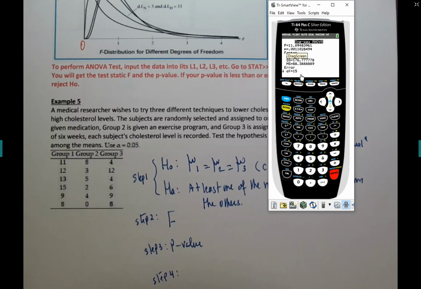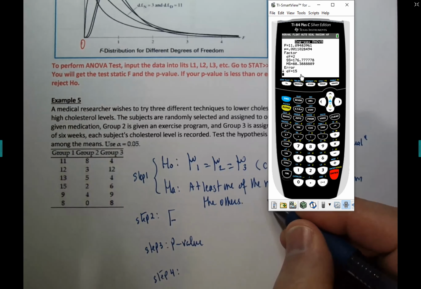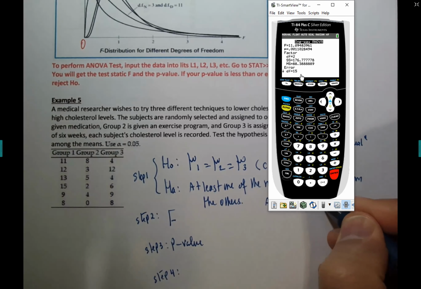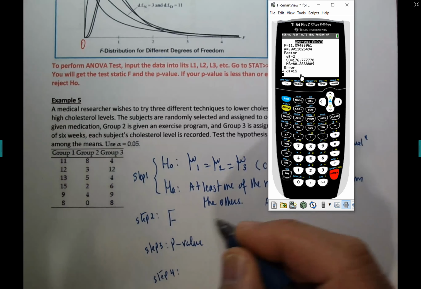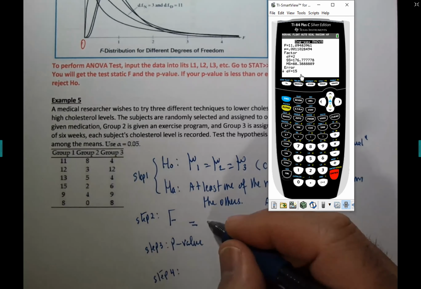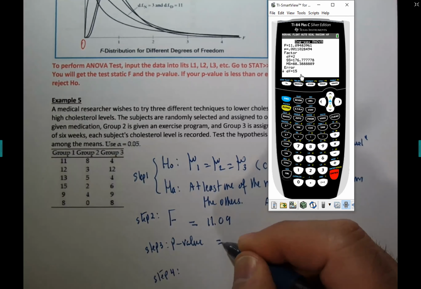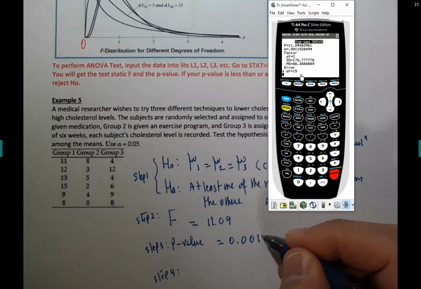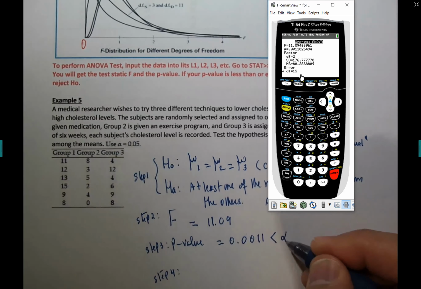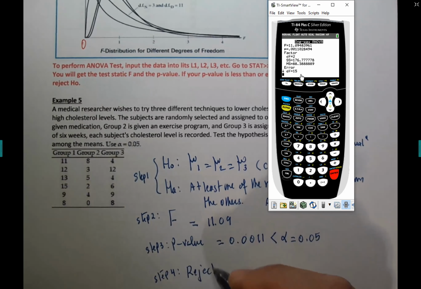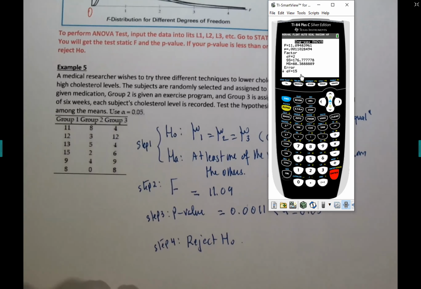So how do you run the test? You go ANOVA, L1, L2, L3. So you get F equals 11.09. It's 2 decimal places. And the p-value, guys, is 0.0011. Alpha is 0.05, so that's less than alpha. Reject H0. You see, I told you we're going to reject the null hypothesis because they're not the same. They don't look like they are the same.